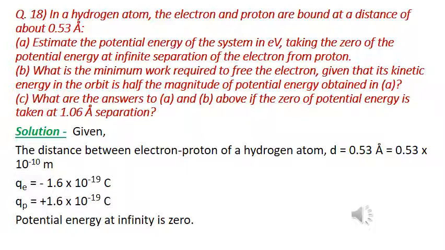Now the solution of this question is, it is given that the distance between electron and proton of the hydrogen atom is 0.53 angstrom, or by changing it in meters we can write 0.53 into 10 to the power minus 10 meter. Charge on electron is minus 1.6 into 10 to the power minus 19 coulomb, and charge on proton is plus 1.6 into 10 to the power minus 19 coulomb. And the potential energy at infinity is 0.